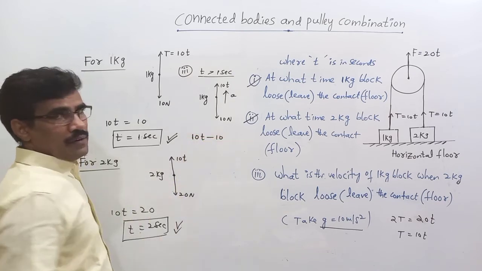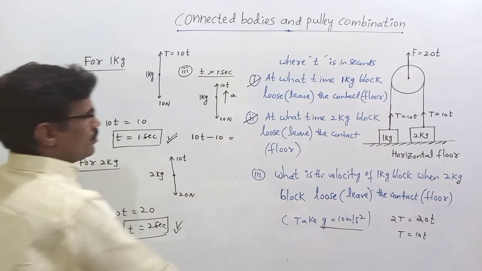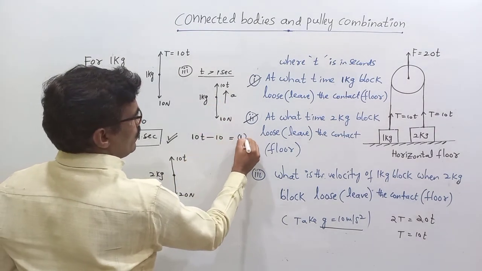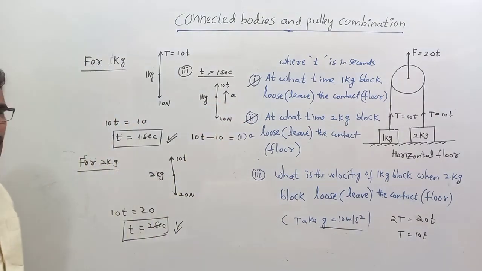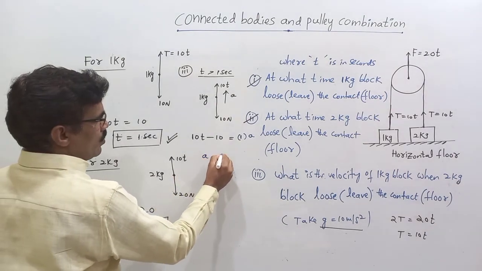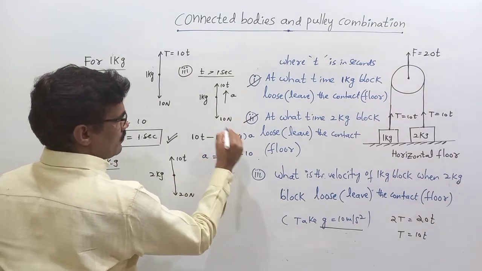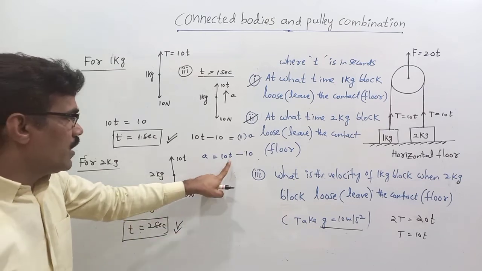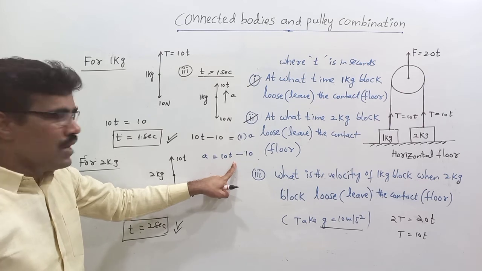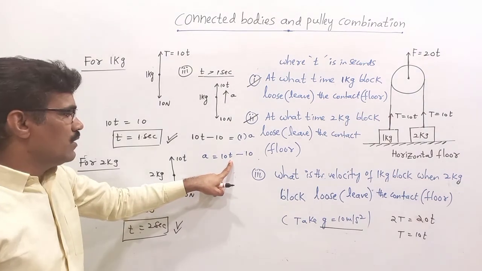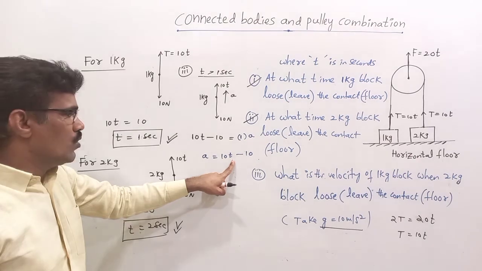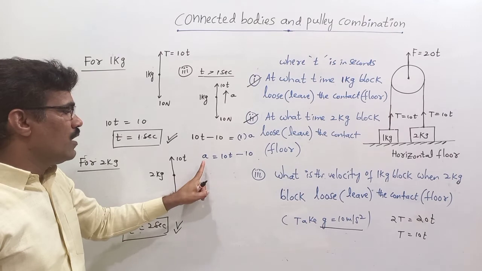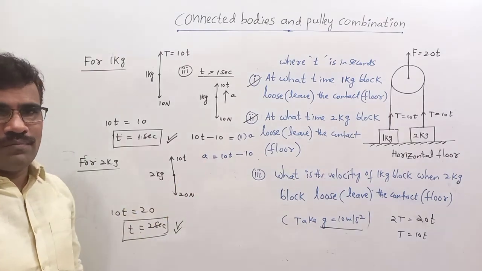10t minus 10 is equal to 1 into a. Therefore, a is equal to 10t minus 10. Sir, acceleration is variable. At t equal to 1 second, acceleration is 0. At t equal to 1.2 seconds, that is 10 into 1.2, 12 minus 10, that is 2 meter per second square. This is the variable acceleration.